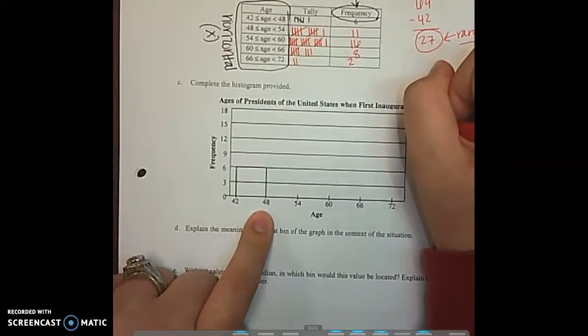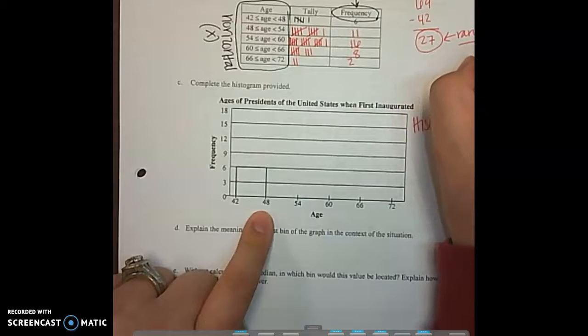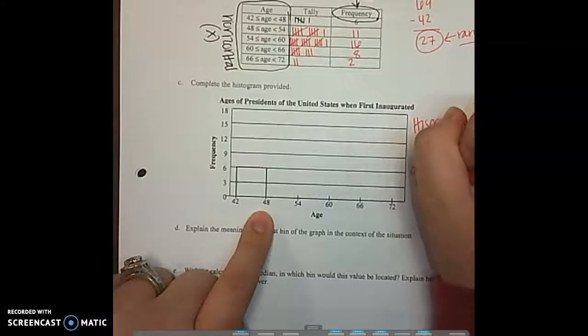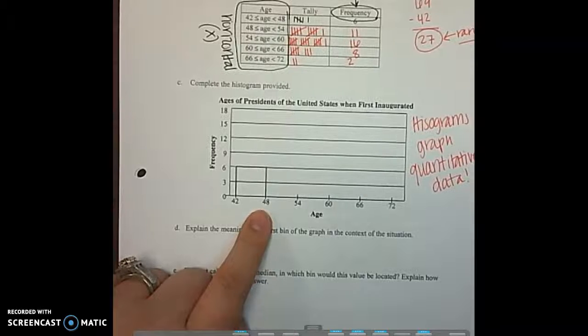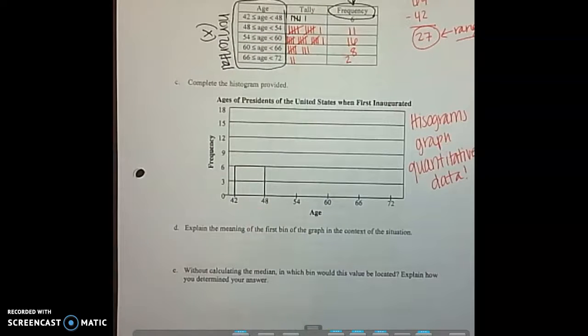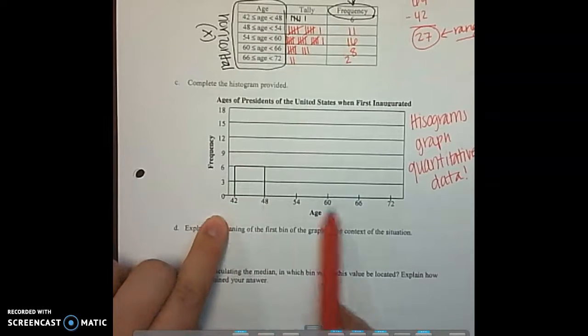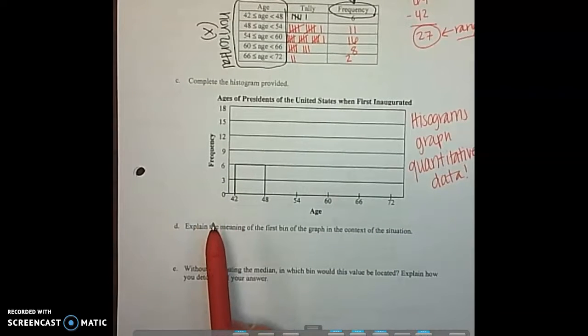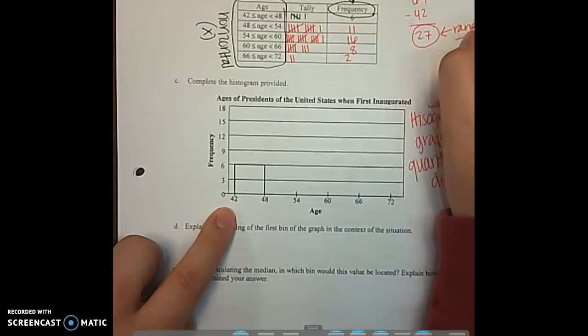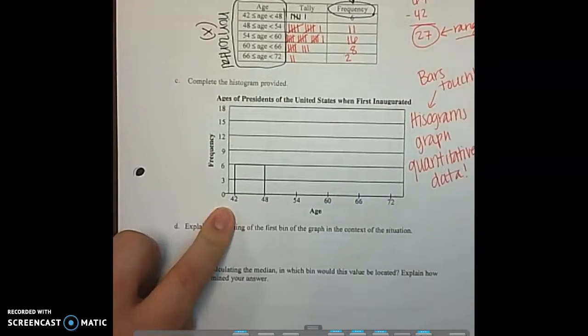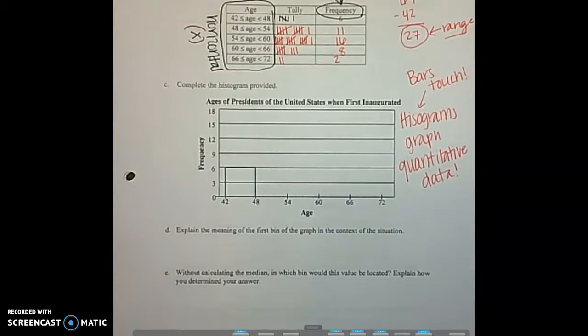Now remember, histograms graph quantitative data. Remember, bar graphs graph categorical data. So you can tell the difference. We have numbers on the bottom, whereas with our categorical data, we had words on the bottom. And remember that with histograms, the bars touch, whereas with bar graphs, they do not touch.